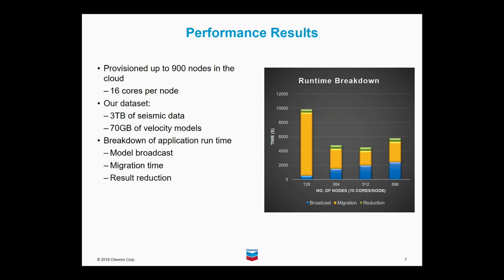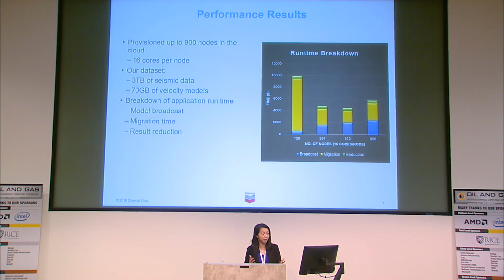At first it goes well. When the number of nodes increases, the migration time decreases as we expected. But then when the nodes keep increasing past 512, unfortunately, the seismic migration time started to increase. So unfortunately, we got a performance regression here. I'll talk about possible reasons very soon. And the green box is just the reduction time for the final result. It's the same as the number of nodes increases.